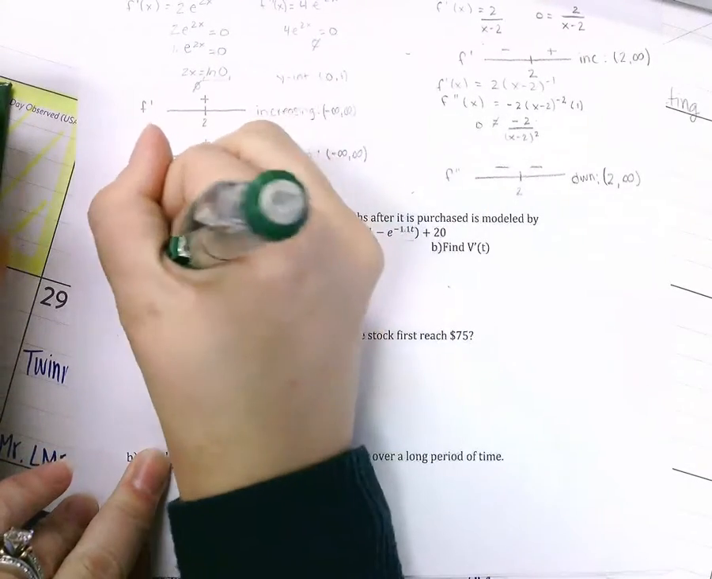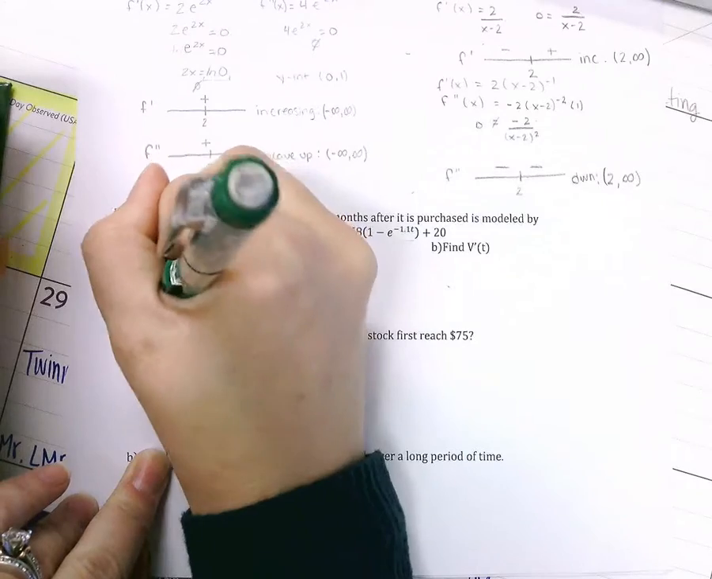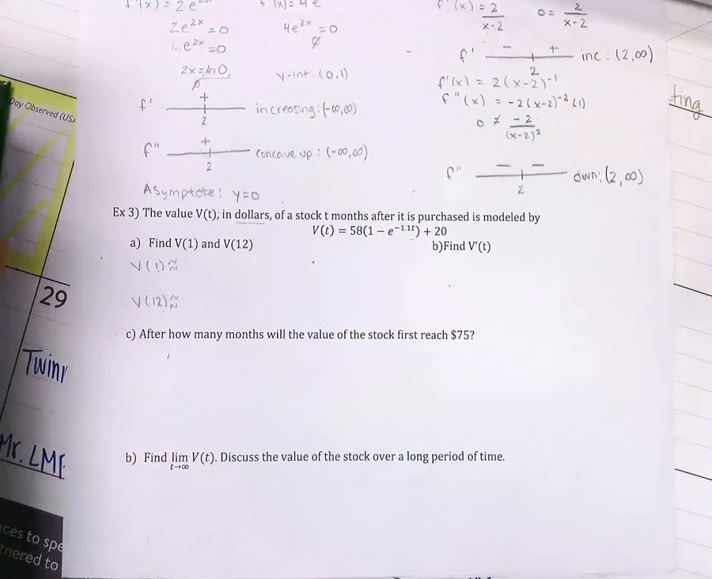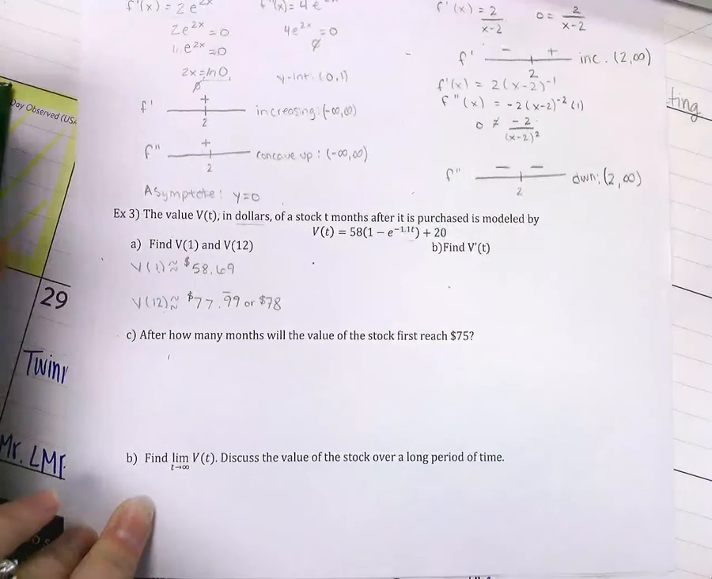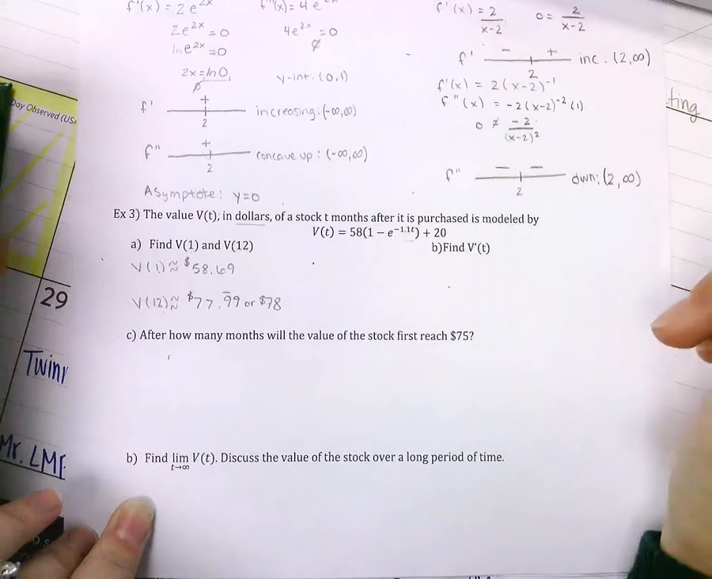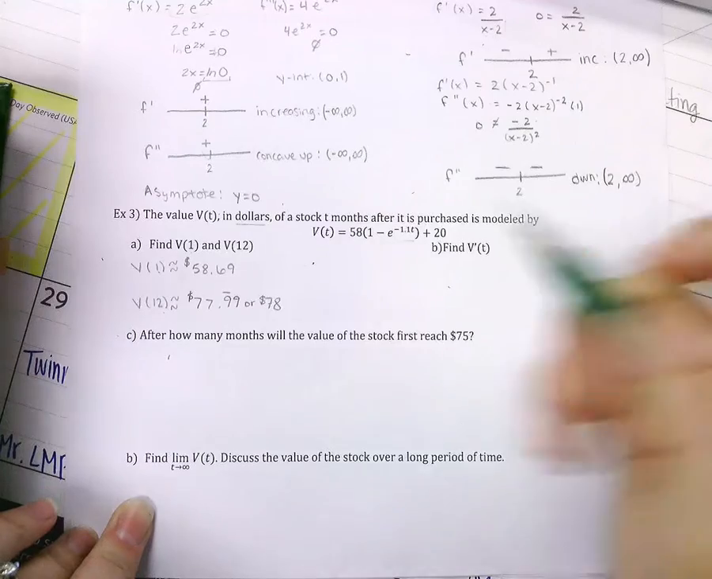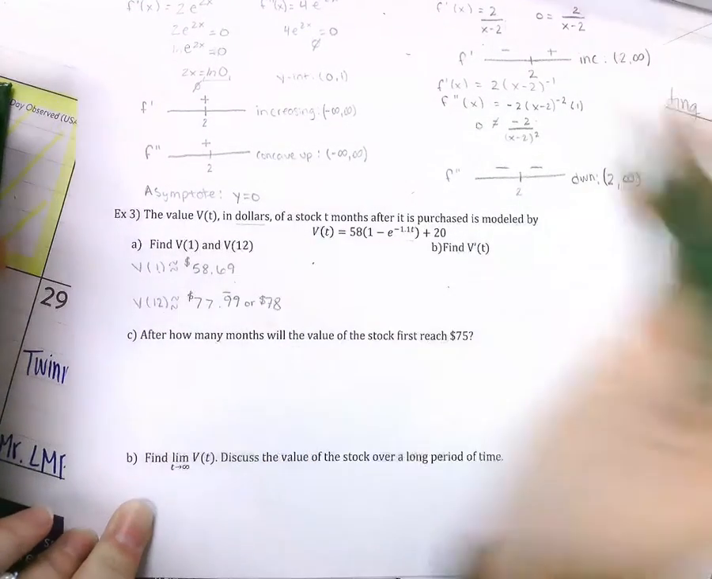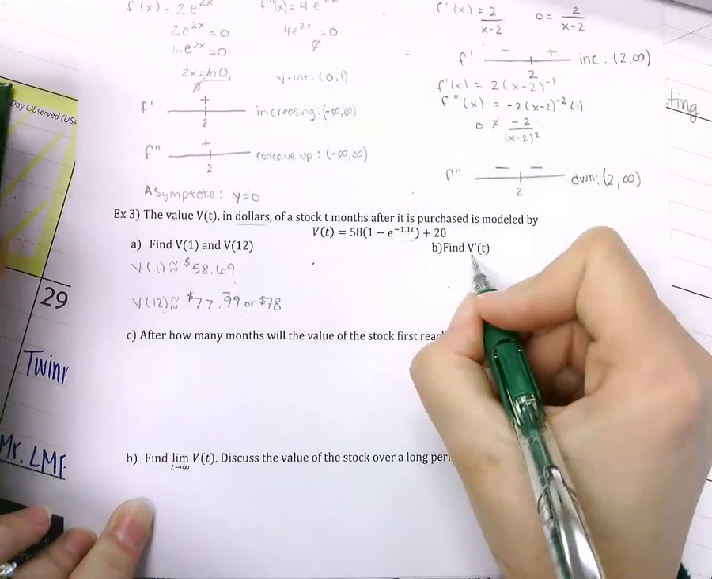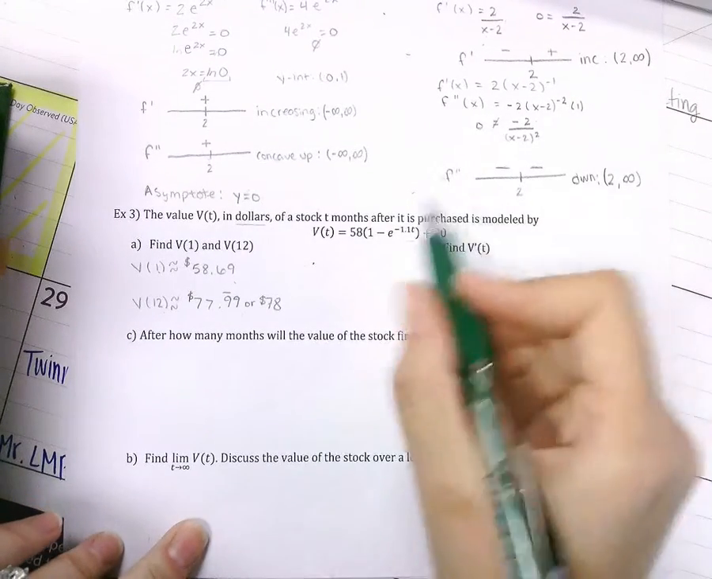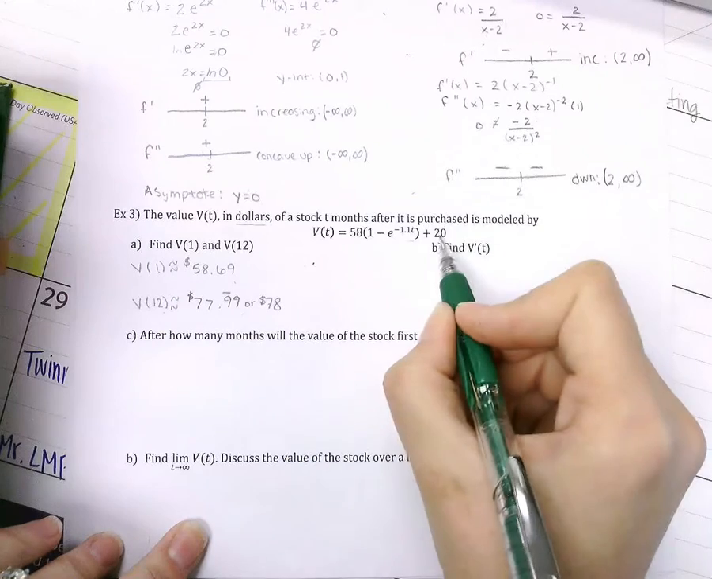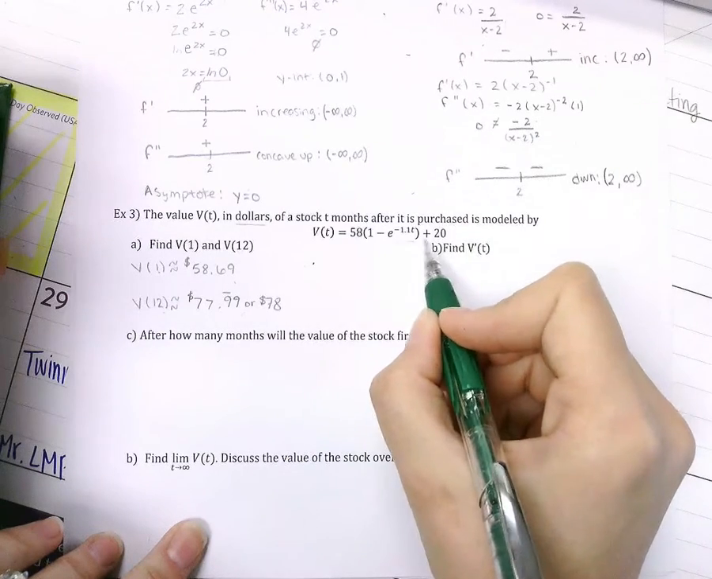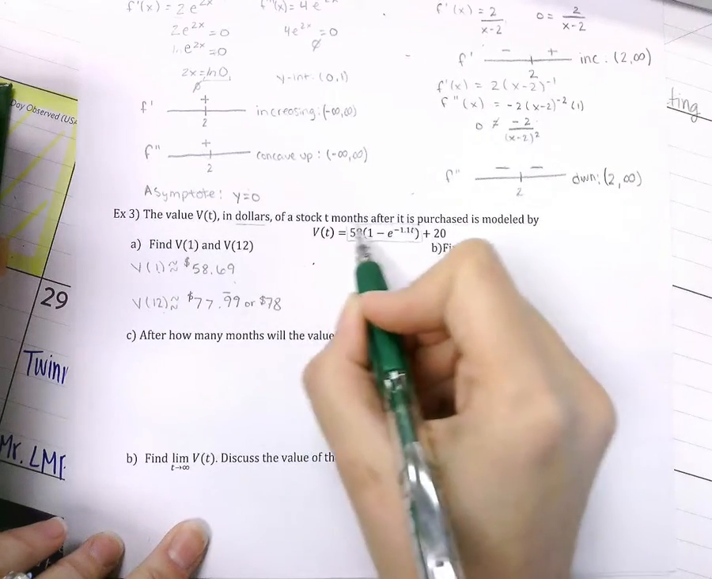58. Okay, all right, so again, this would be the value of your stock after 1 month, the value of your stock after 12 months. Now we're going to find the derivative. So if you look at this as a whole, the derivative of 20 is 0, so don't worry about the 20. Just focus on the first part.